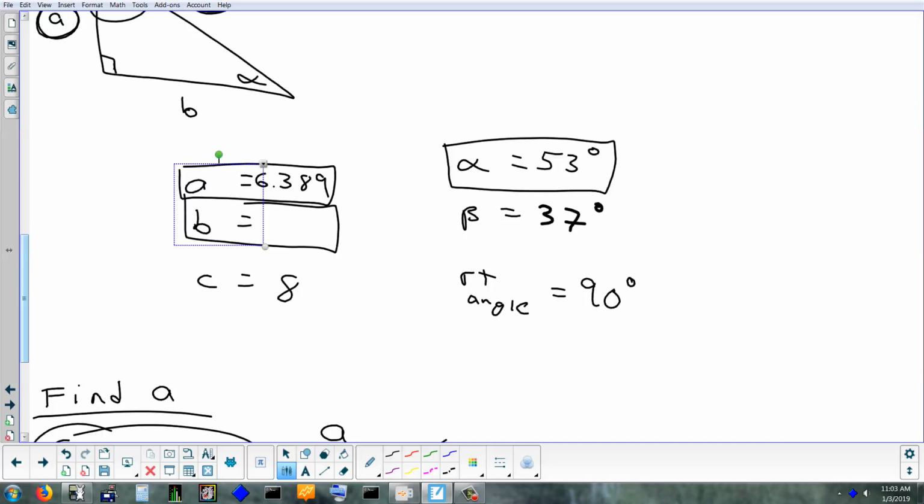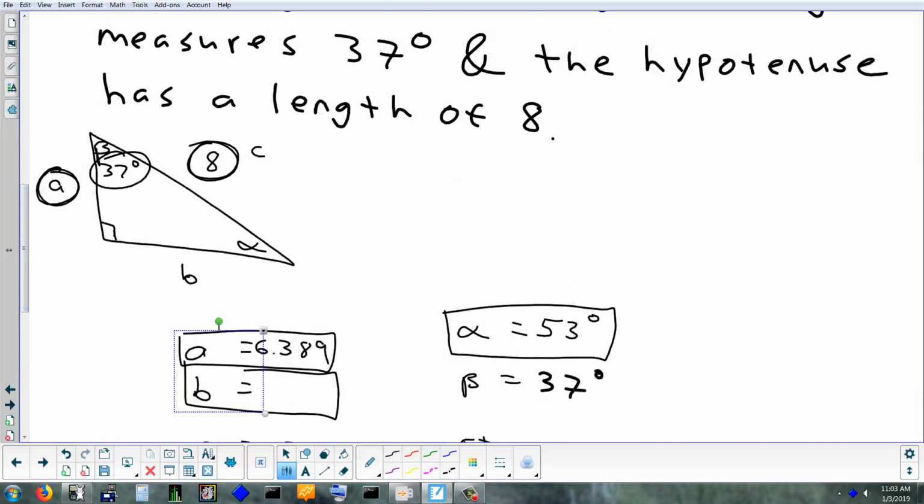So now that we have A, we're going to forget about it. We're not going to use it. We're going to go back to the 37, because that's what we were given. We were given the 8. And now this time I want to find B. So now focus on what's circled in red. Figure out the names of these 2 sides. And then from there, we'll pick either sine, cosine, or tangent.